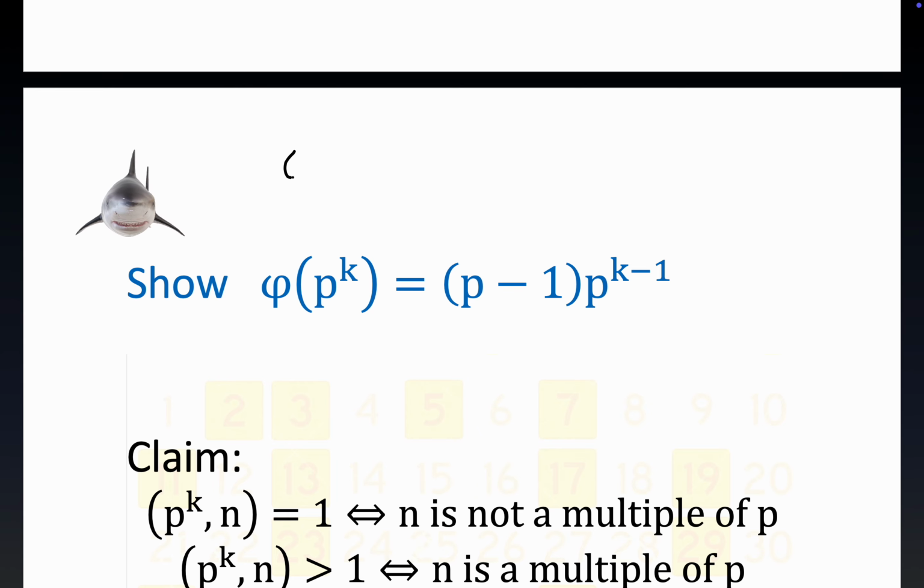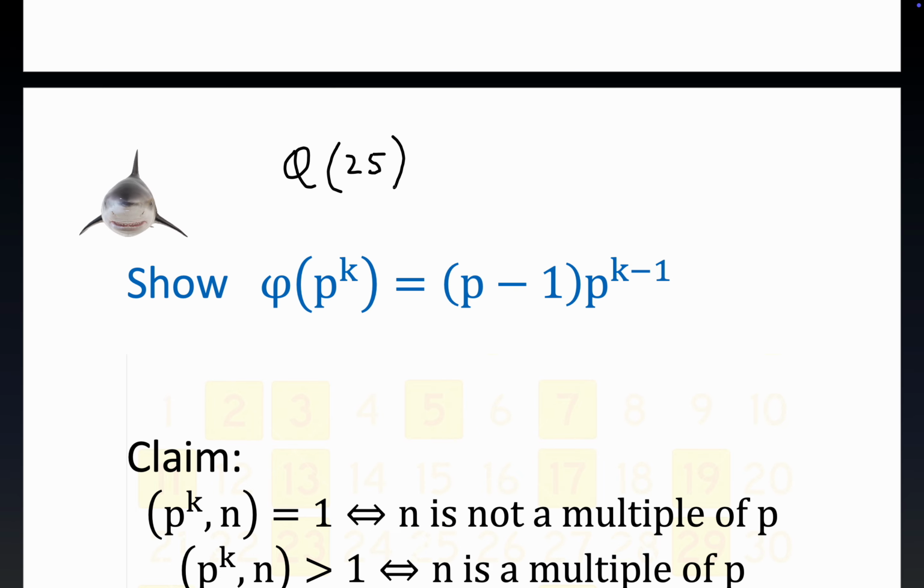I want to prove a result related to phi of a prime power. P represents a prime number right here, and k is just a positive integer. Let's work with an example of something like that, namely 25. I'm keeping this small, but notice that this is 5 squared, so it is a prime number squared.